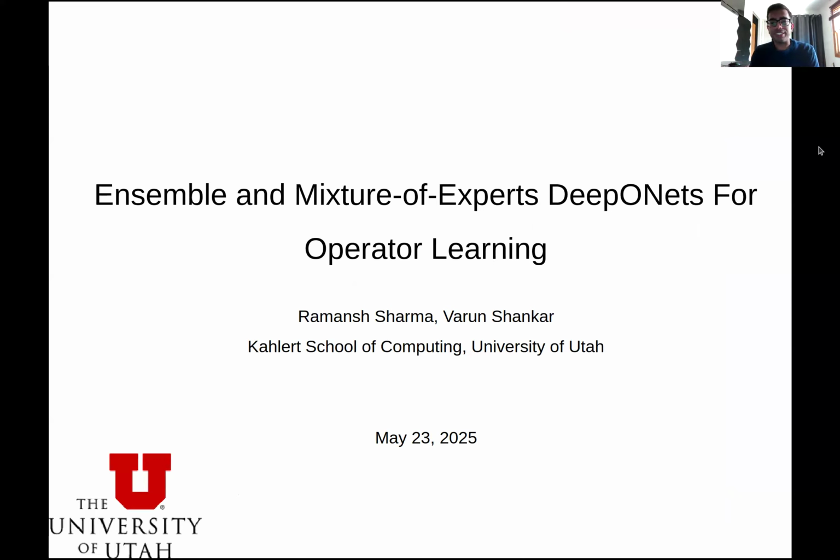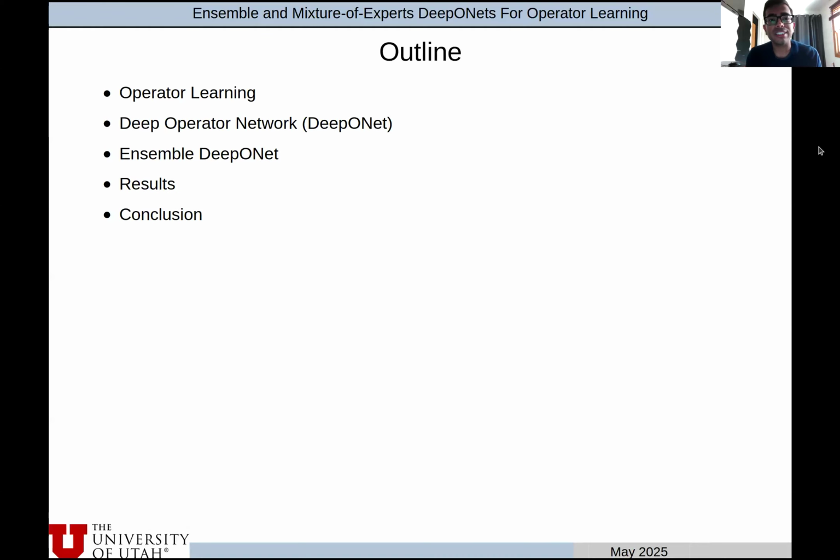Okay, so let's begin. This is a rough outline of the talk. I'll first give a quick overview of operator learning, and then get into what one of the most common operator learning architectures, the DeepONet, is and what it looks like. Then I'll go into what we contribute in this work, what we call the Ensemble DeepONet, then discuss a variety of results from the paper, and then share some insights from those results.